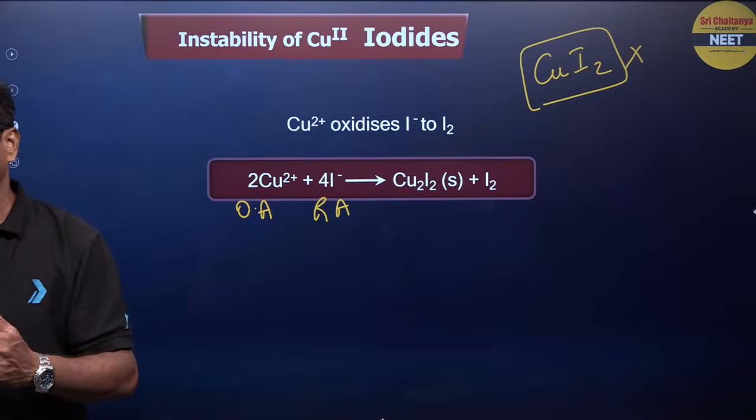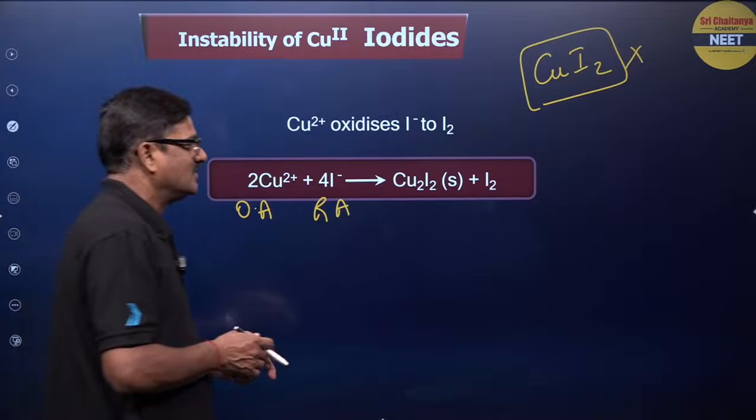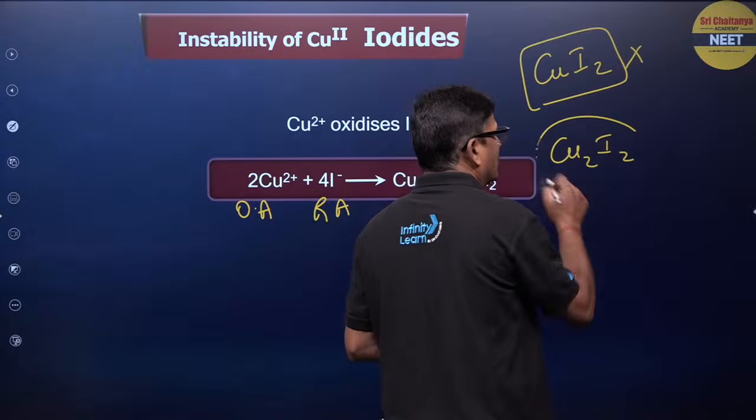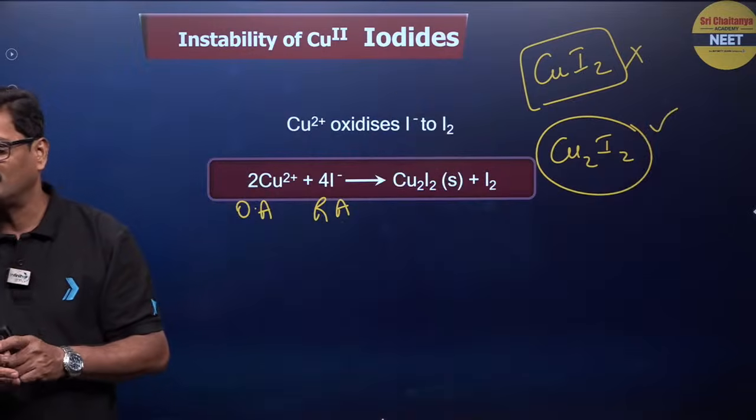Copper: Cu2I2 is formed. CuI2 never exists, rather Cu2I2 exists. Reasoning भी काफी important है बेटा.